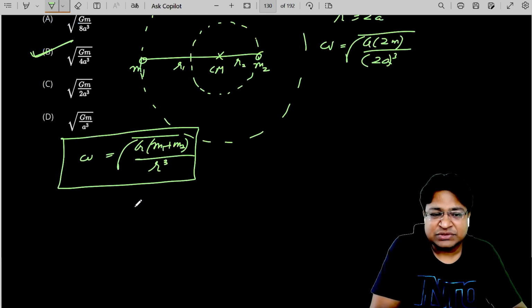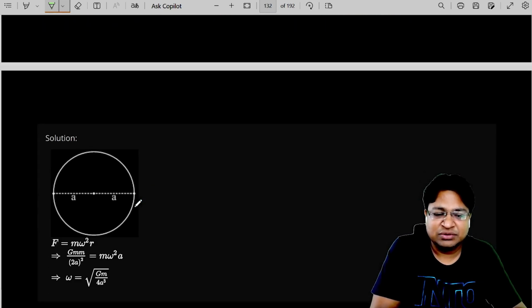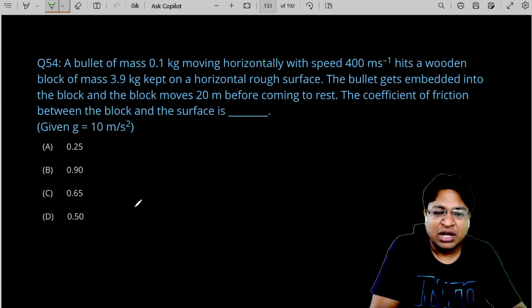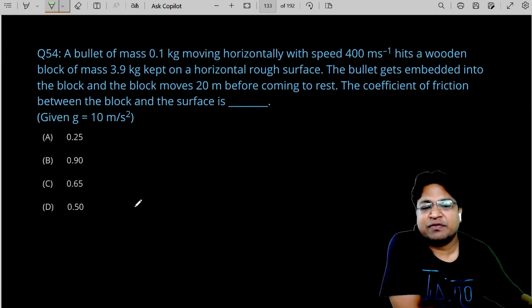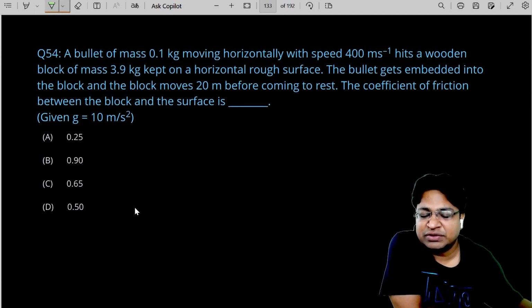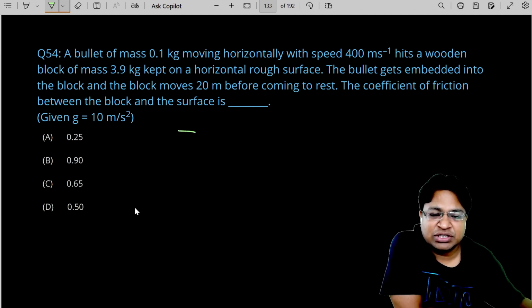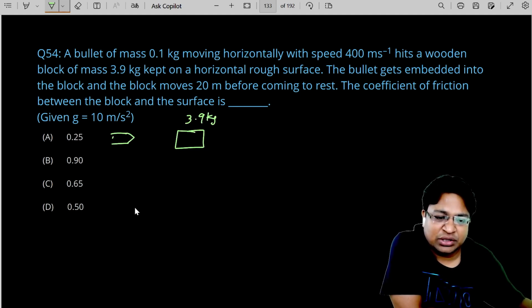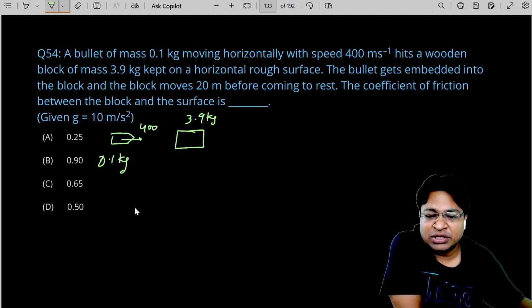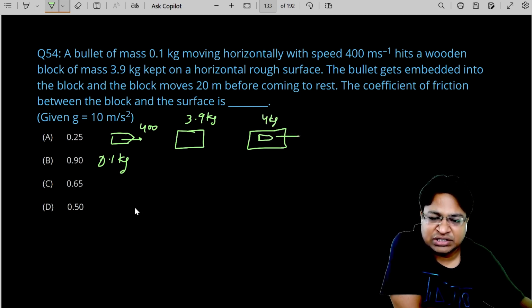All right. We now move to our fourth question. So let's see what that question has in store for us. Question four says a bullet of mass 0.1 kg is moving horizontally with a speed of 400. It hits a block. The mass of the block is 3.9 kg, and the bullet mass is 0.1 kg, traveling with a speed of 400 meter per second. Now, when it strikes the block, it gets embedded in it. So we get a combined mass of 4 kg, and let's say it starts moving with velocity v.